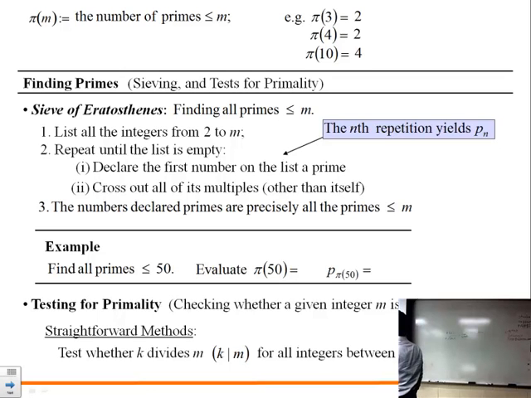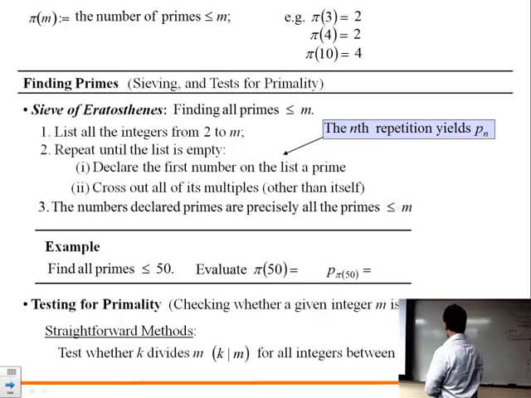So let's find all the primes up to some number m. Another classical method is called, anyone want to dare to pronounce this? Eratosthenes. Pretty close. It's the sieve of Eratosthenes. Finding all primes less than or equal to m.